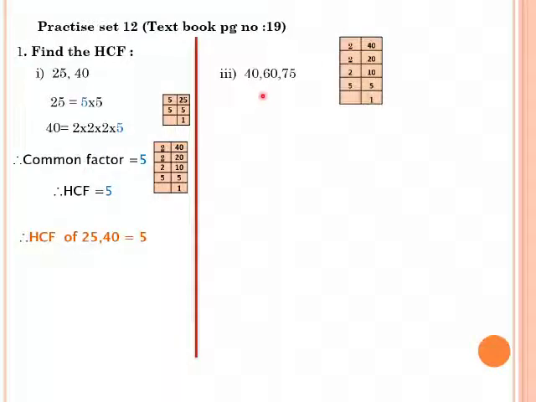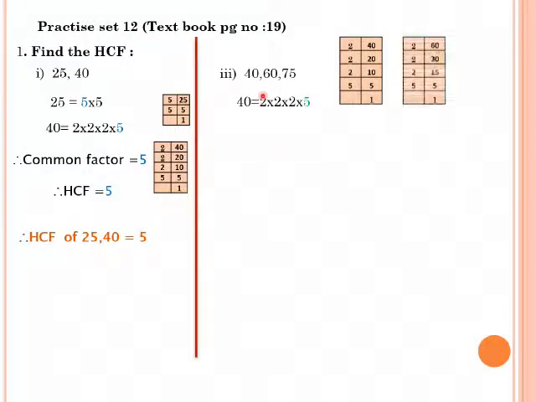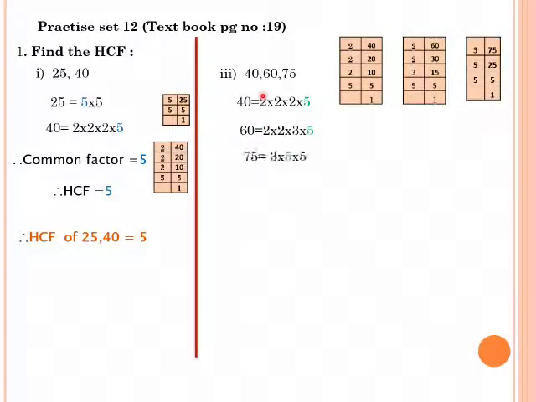The next sum, 40, 60 and 75, which is the third sum of the first part. Find the factors of 40, write down that. Then factorize 60, write down its factors. Factorize 75 and write down its factors.